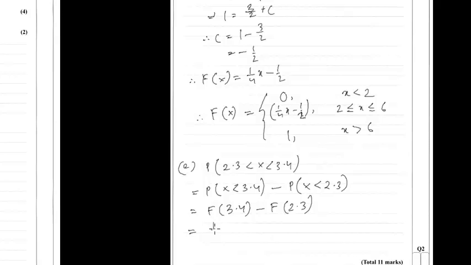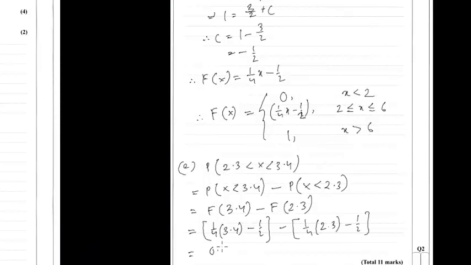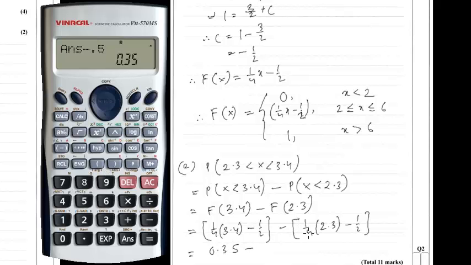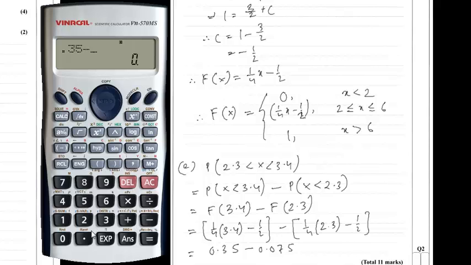If we put 3.4 here, it would be 1 by 4 times 3.4 minus half, and this would be 1 by 4 times 2.3 minus half. So 1 by 4 into 3.4 is 3.4 by 4, minus half, that is 0.5, that would be 0.35, minus 1 by 4 into 2.3, which is 2.3 by 4, minus half, that means 0.5, that will be 0.075. 0.35 minus 0.075 is 0.275.